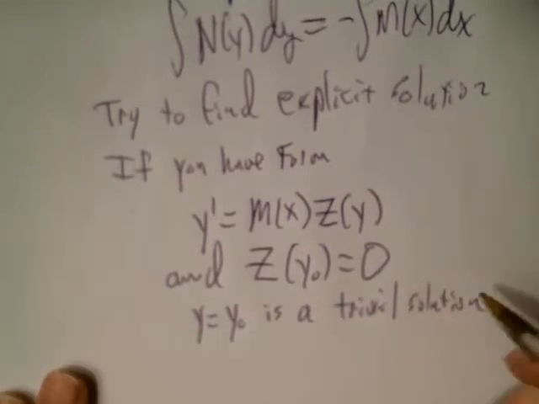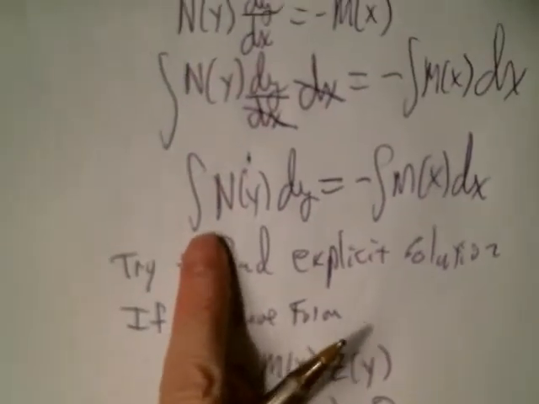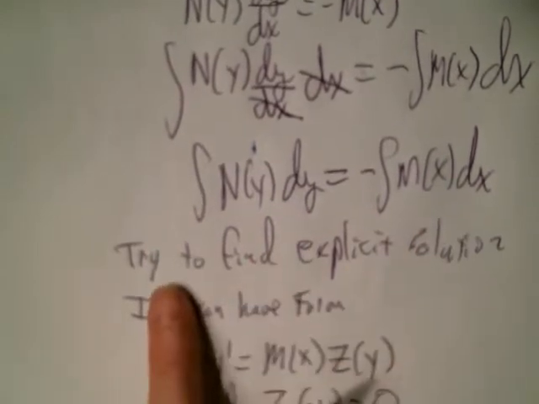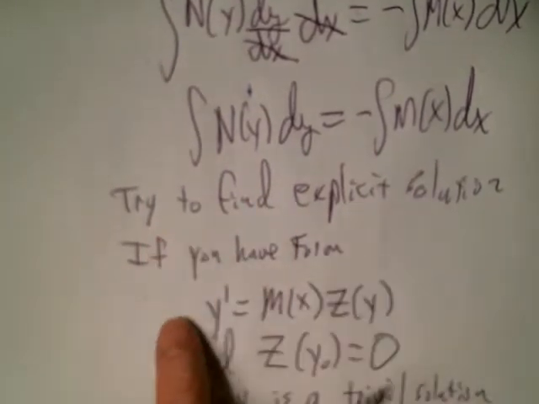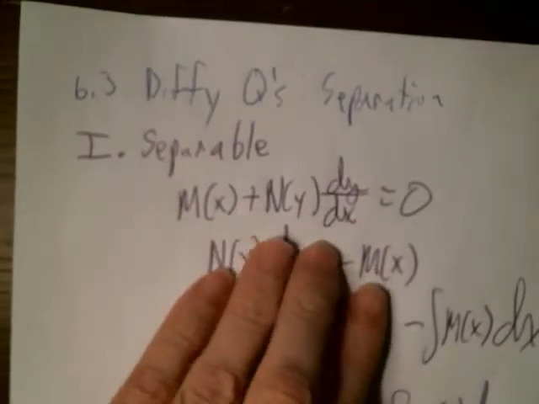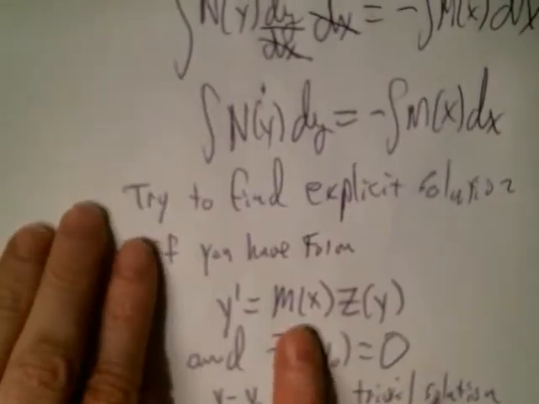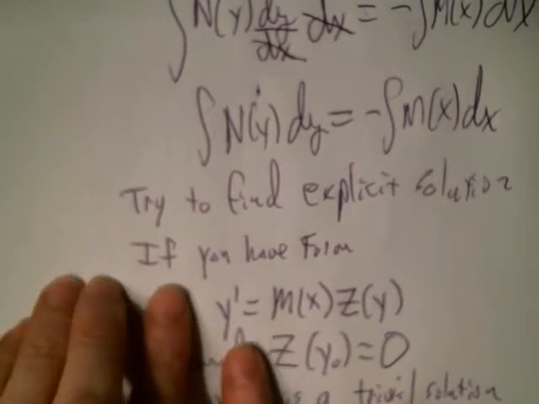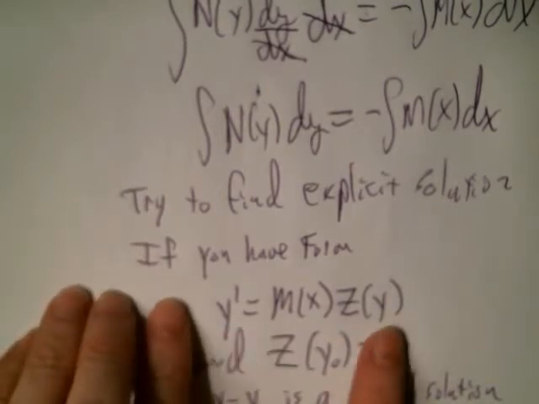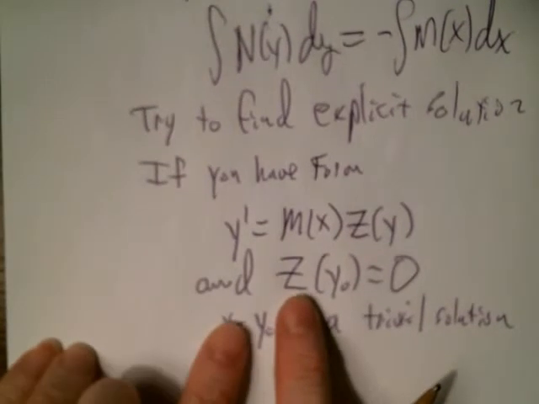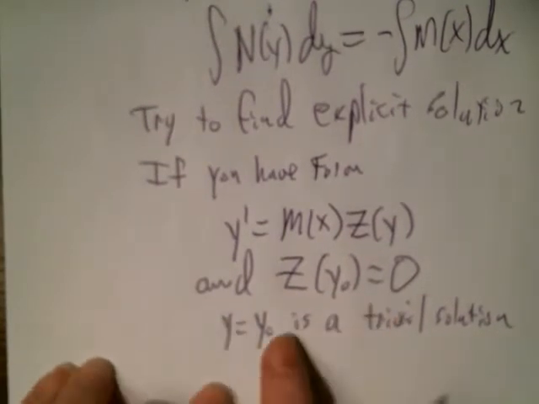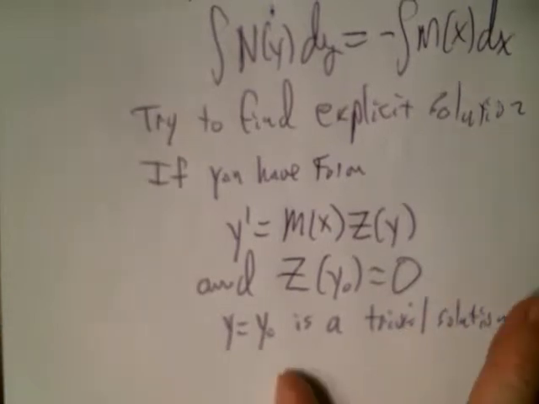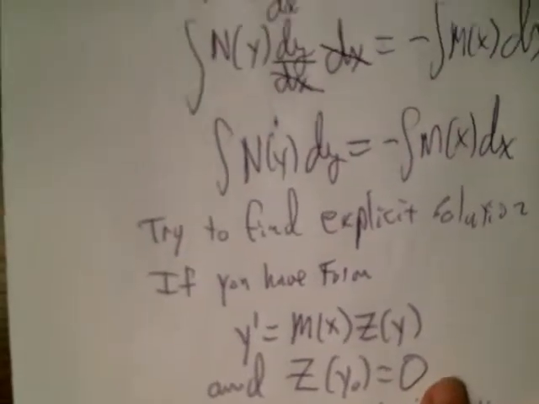Okay, so I know I ran out of room there. So anyways, it's going to be more clear when we get in there. These are abstract ideas. So you try to find an explicit solution. If you have the form, so different than this, I still don't use the same variable there for my x expression, but if you could get your derivative y prime equals something like this, and then you find that this z of y sub 0 is 0, y equals y sub 0 is a trivial solution to that differential equation. Okay, but hopefully that'll be more clear here as we go through.